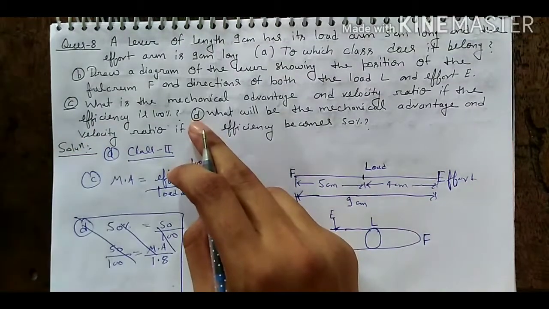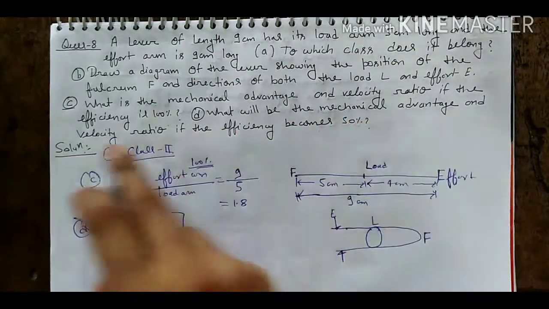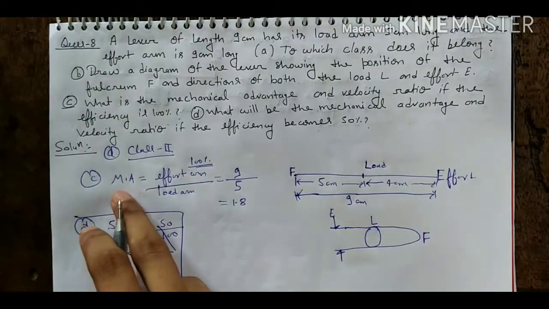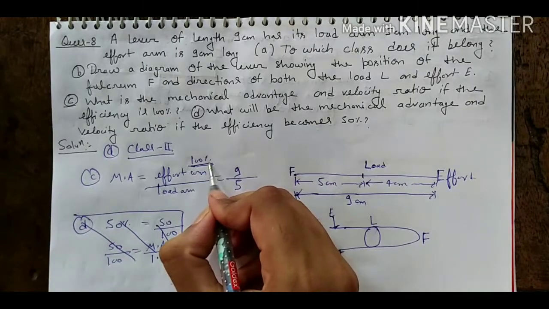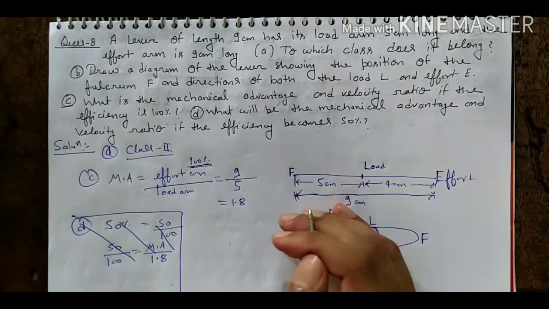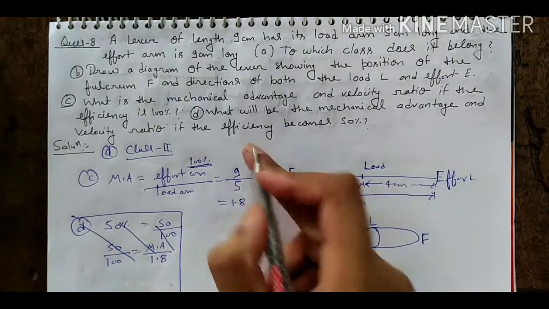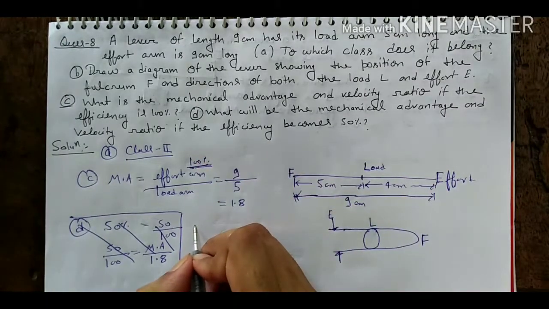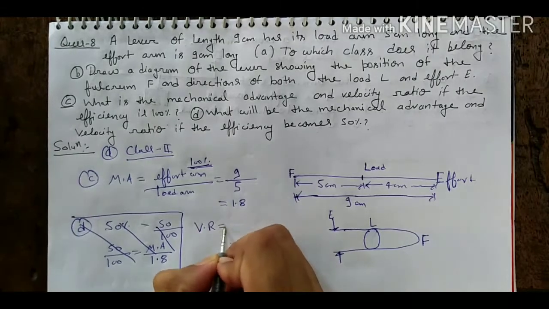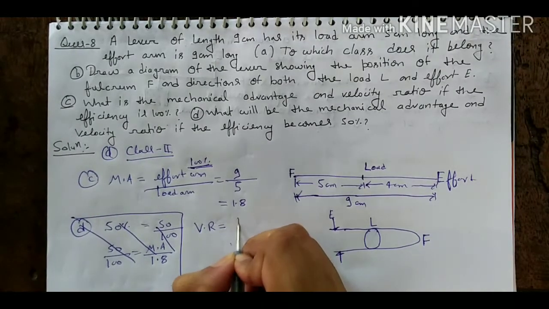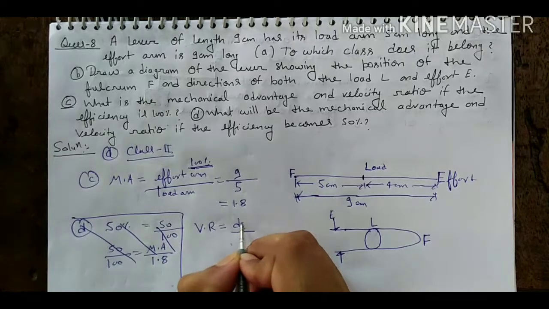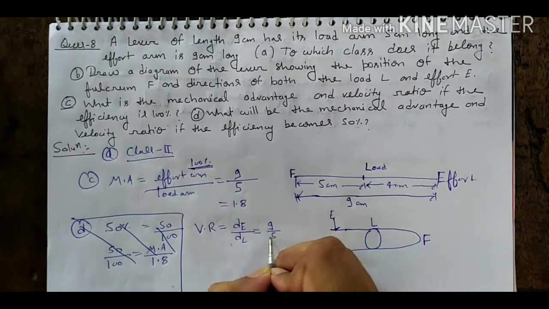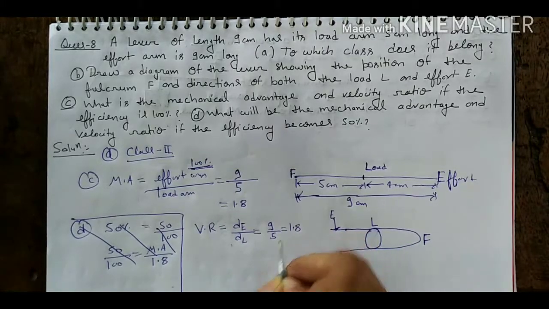And in D part the question is: what will be the mechanical advantage and velocity ratio if the efficiency becomes 50%? Here we found the mechanical advantage at 100% efficiency. When efficiency is 50%, what will be the mechanical advantage and velocity ratio? We first find the velocity ratio at 100%. Velocity ratio means effort arm upon load arm, which equals 9 upon 5, so the velocity ratio is also 1.8.